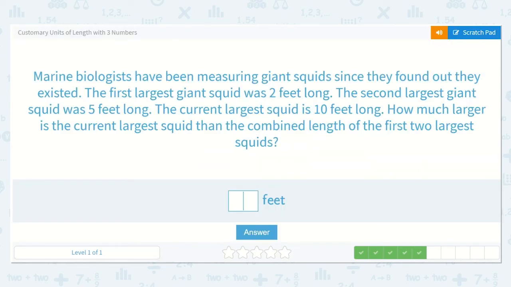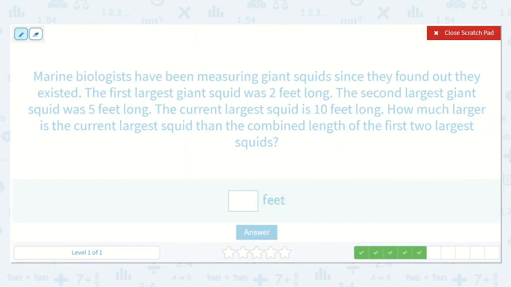Okay, marine biologists have been measuring giant squid since they found out they existed. The first largest giant squid was 2 feet long. The second largest giant squid was 5 feet long. The current largest squid is 10 feet long. How much larger is the current largest squid than the combined length of the first 2 largest squids?